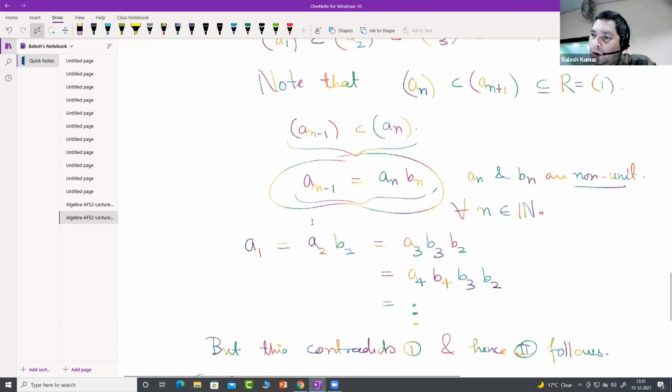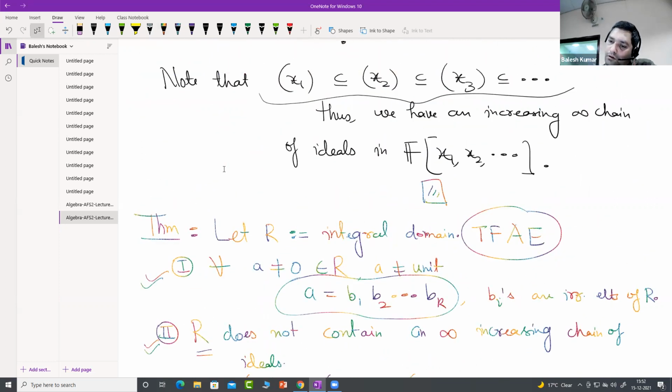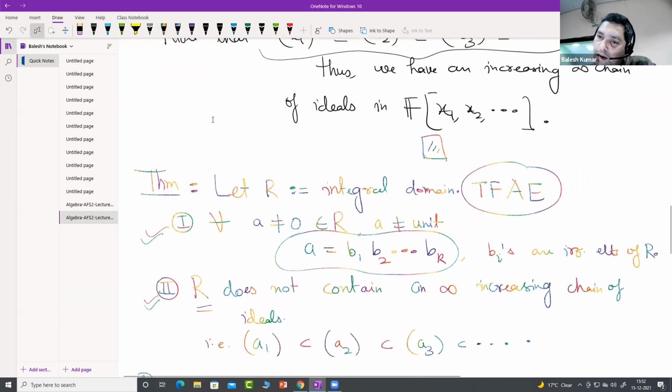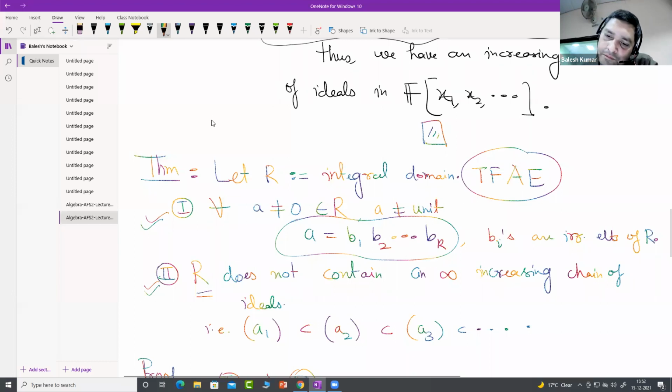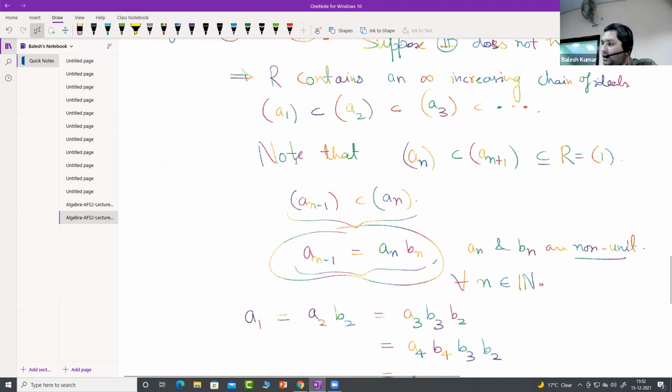So this theorem ensures that when a given integral domain has the existence of factorization, that condition can be interpreted in terms of a finiteness condition imposed on this integral domain in terms of ideals. This integral domain should satisfy the finiteness condition that it should not have an infinite increasing chain of ideals. Okay, so this is the first part where we see the existence of factorization.